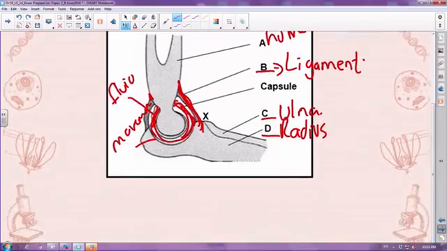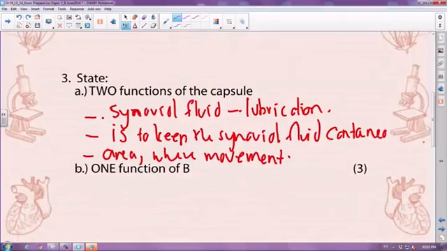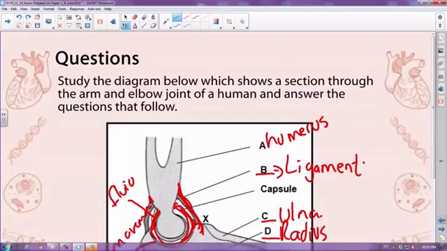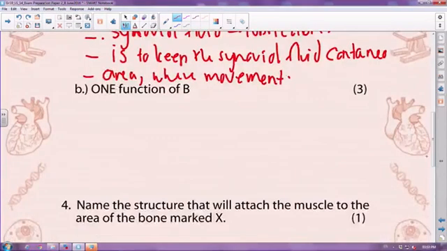All right, our last question on that, one function of B. And what was number B? Aha, B was a ligament. And we know that a ligament joins bone to bone.